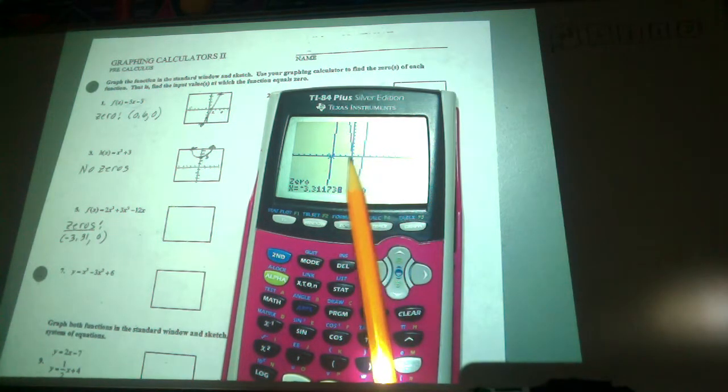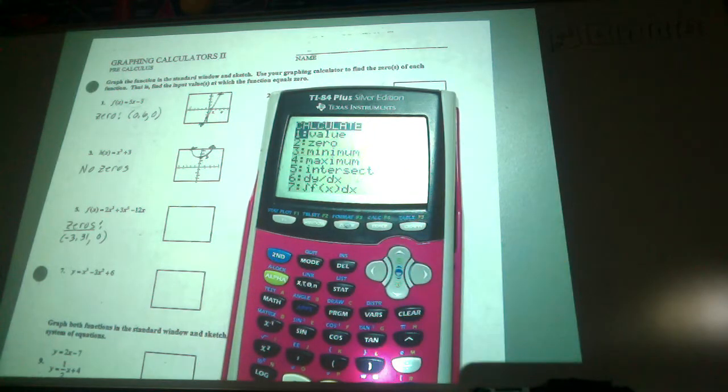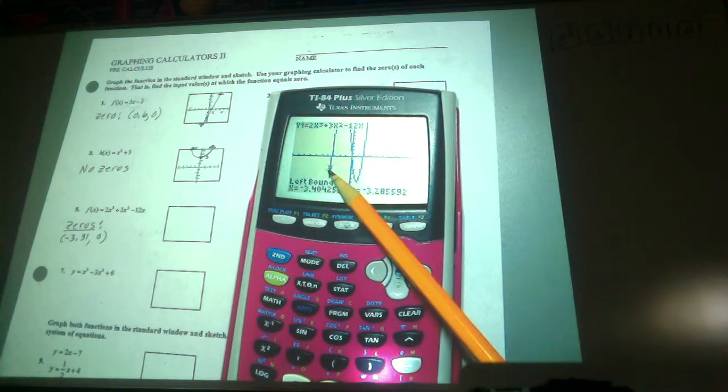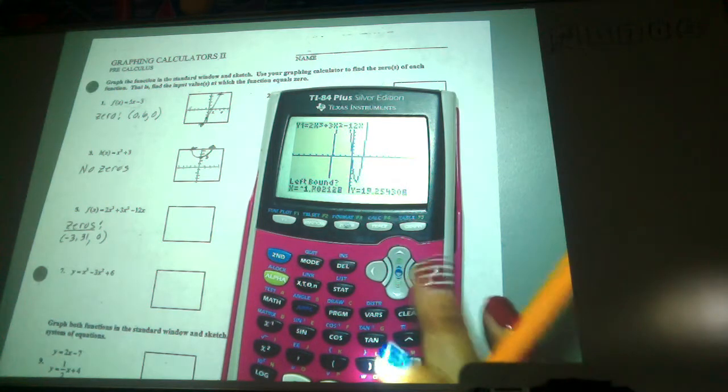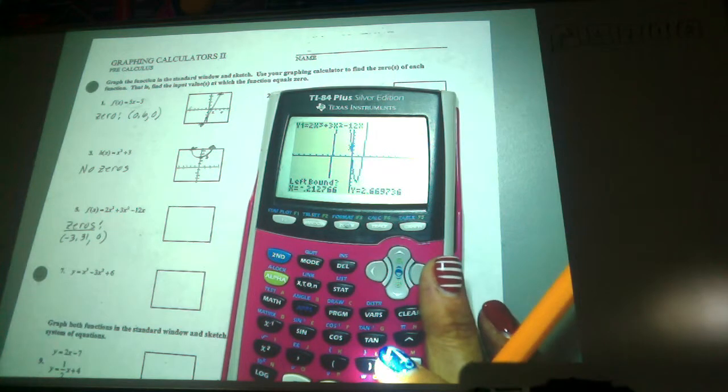Okay. All right, so now find the second zero. Do the whole process again, second calc. Find zero, so hit 2. It's now flashing down here. You want to scroll to the right until it gets close to the origin, but not on it. It takes a while. It has a very tall curve there.